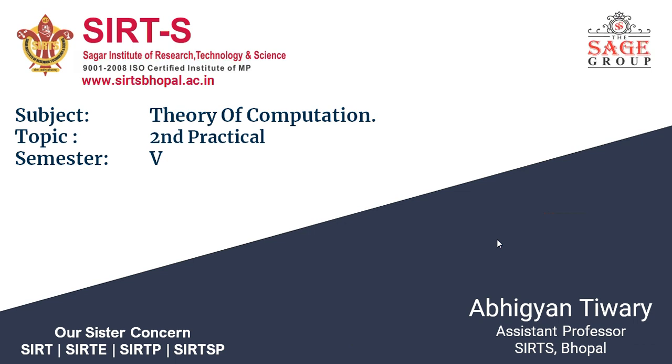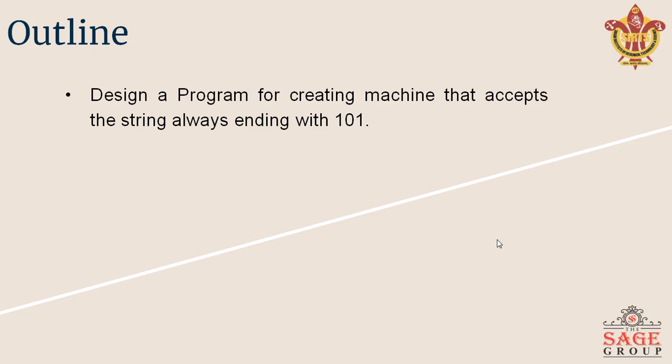So today we are going to see the second practical of theory of computation, and the practical says that we have to design a program for creating a machine that always accepts the string ending with 101. So before implementing this statement or problem, first of all, make a DFA for this that is going to end with 101.